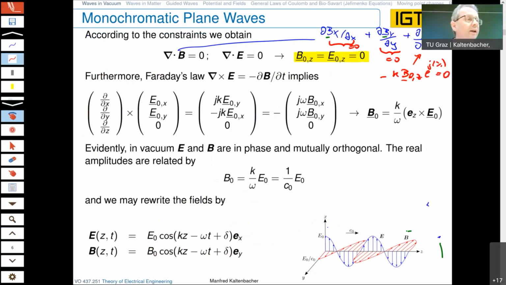So it is clear k will not be 0, otherwise you have no wave propagation. It is our wave number. So B0 z has to be 0.